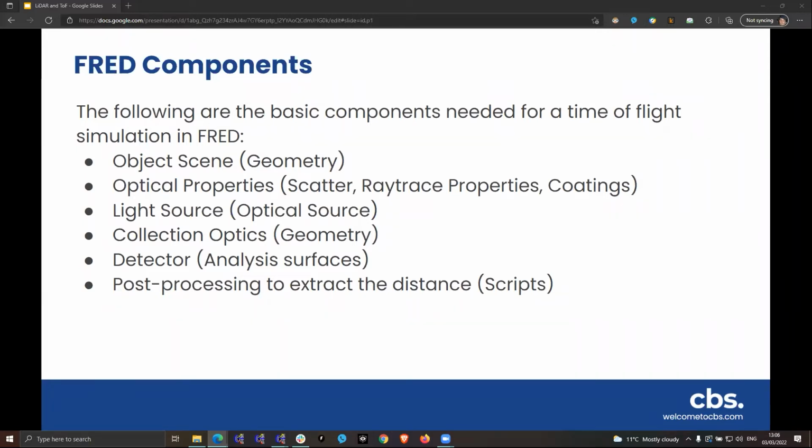We need a light source to represent the optical source of our system. So that's going to take part in the optical source folder. We also need some collection optics, which is again geometry to take that scattered light that comes back from our scene and then maybe focus it on some imaging plane or just take that light and place it on some detector. So that's the other item that we need, is something to measure the actual power of our light coming back.